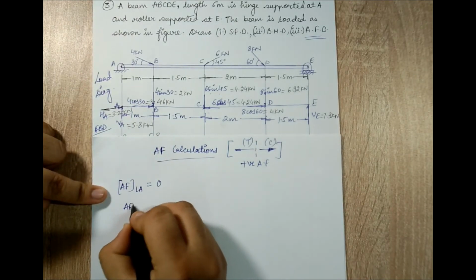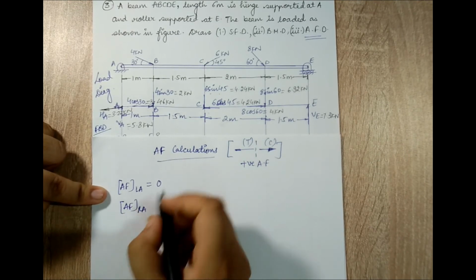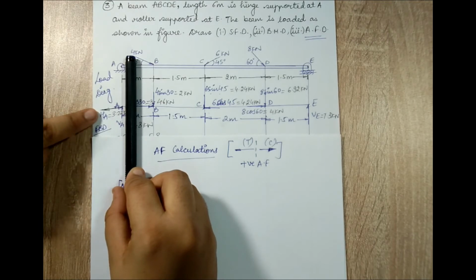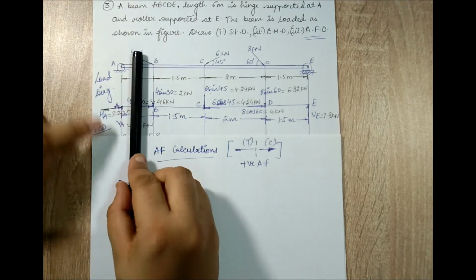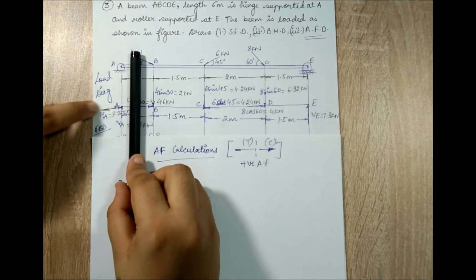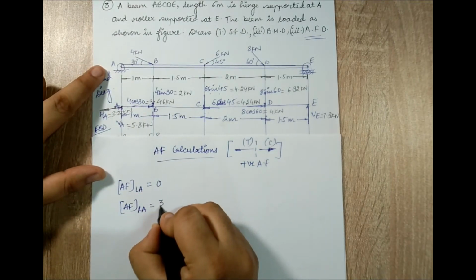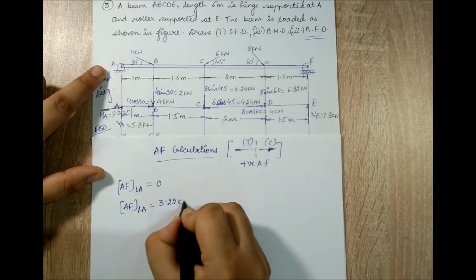Then I'll calculate the shear force to the right of A. For that, I'll walk a little ahead of A and I look to the left. I can see HA very clearly, and this is causing a pull kind of effect on A. Hence, this is positive. So I'll write down 3.22 kilonewton.